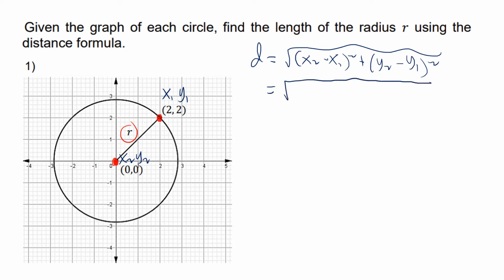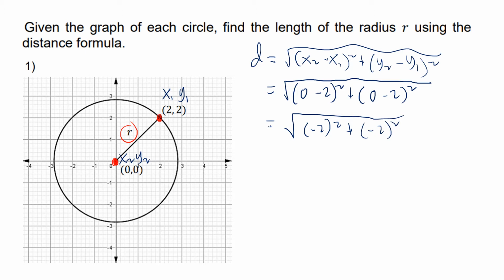So 0 minus x sub 1, which is 2, so (0 minus 2) squared, plus y sub 2 which is 0, so (0 minus 2) squared. You can simplify first the expression inside the parentheses. 0 minus 2 is negative 2. Then you need to square. Same with this one, you have negative 2 squared. We know the square of negative 2 is 4. The same with this expression, so this is also 4. And 4 plus 4 is 8. So you have the square root of 8.